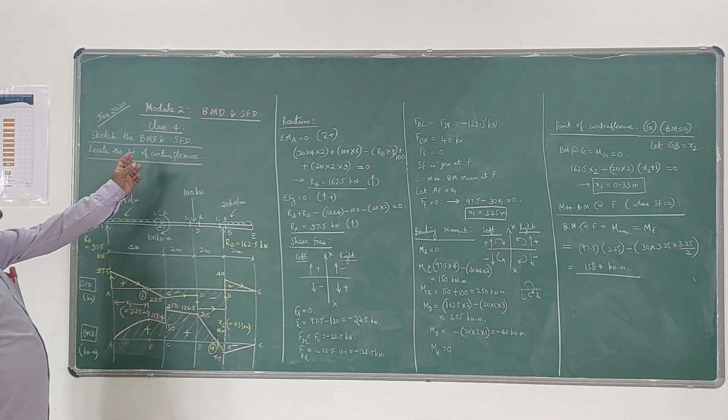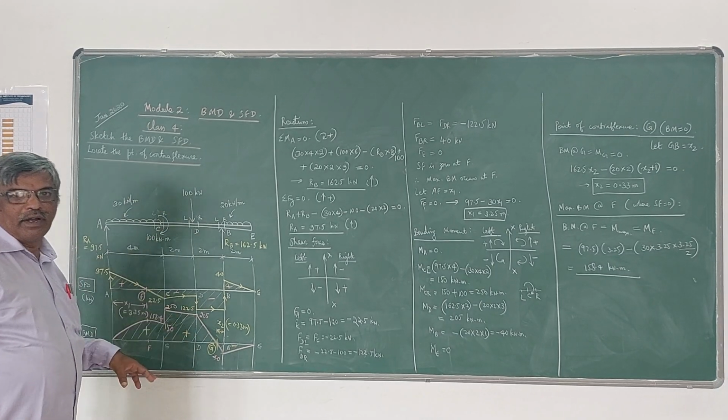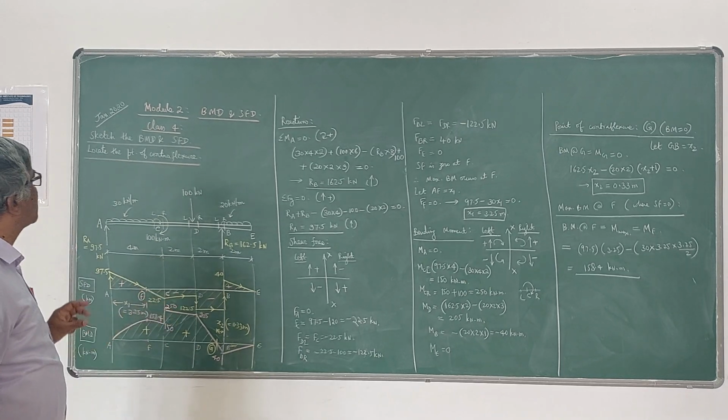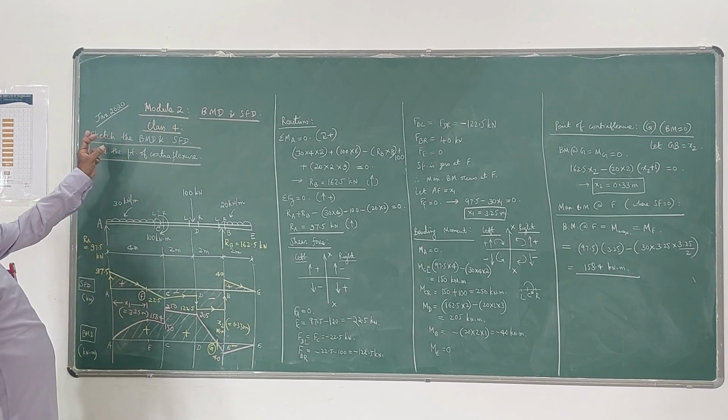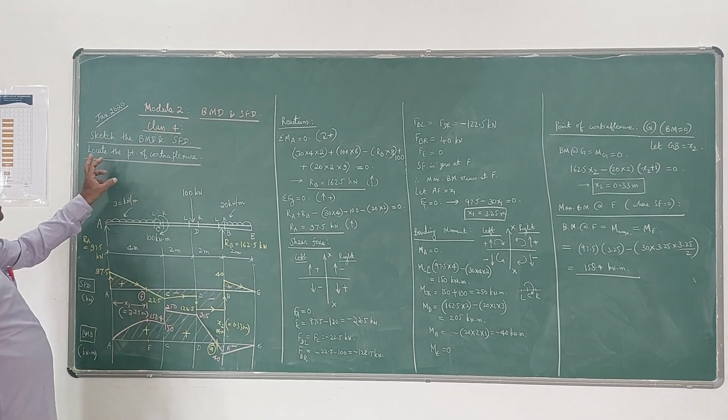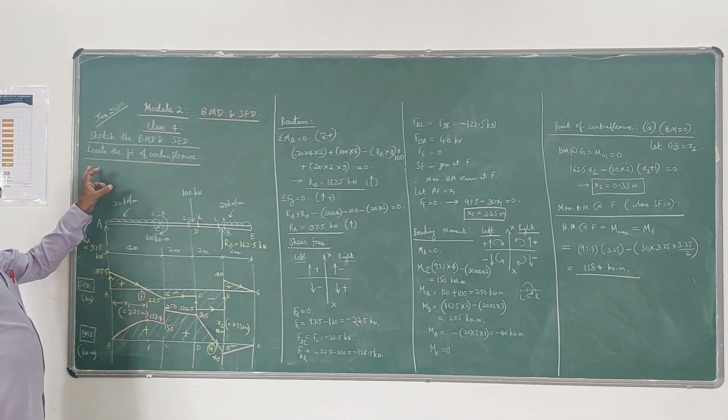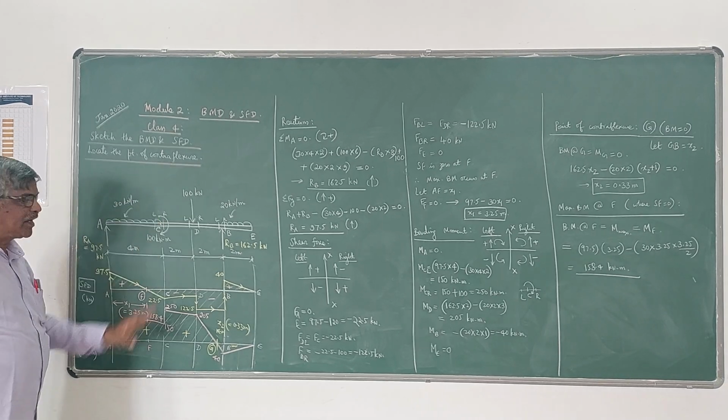Today we will discuss another problem on bending moment diagram and shear force diagram, which comes under module 2. This is a question paper problem of BTU, January 2020. Sketch the BMD and SFD. Locate the point of contraflexure.